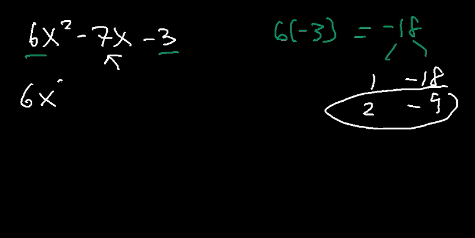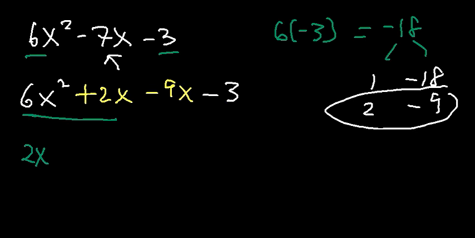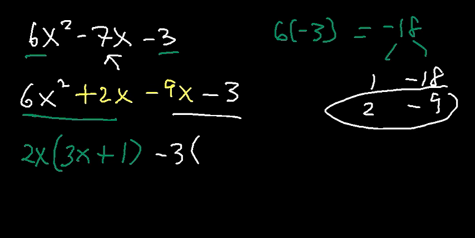So what we have is 6x squared plus 2x minus 9x minus 3. In the first two terms, we're going to take out the GCF, which is 2x. 6x squared divided by 2x is 3x. 2x divided by 2x is 1. In the last two terms, we're going to take out a negative 3. Negative 9x divided by negative 3 is 3x. And negative 3 divided by negative 3 is plus 1.